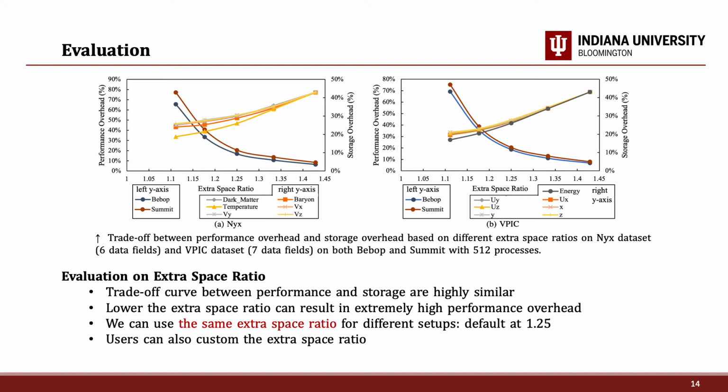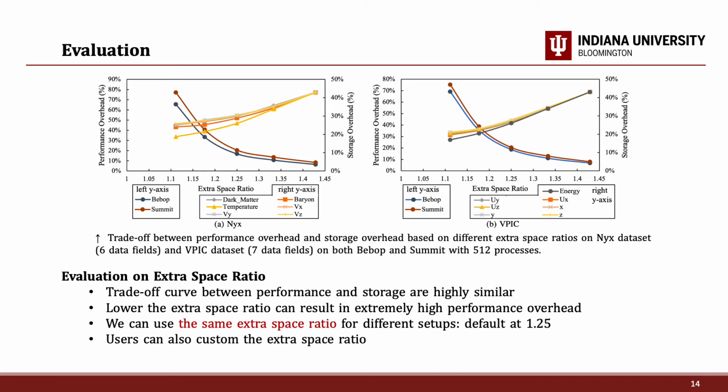Next is the evaluation on extra space ratio. So we mentioned that by tuning the extra space ratio, there is actually a trade-off between the performance and the storage overhead. So we look at these two figures, which are done on two datasets, NYX and the VPIC datasets, on both machines, Bebop and Summit, and of course they have multiple data fields, and we find that the trade-off curves between performance and storage are highly similar.